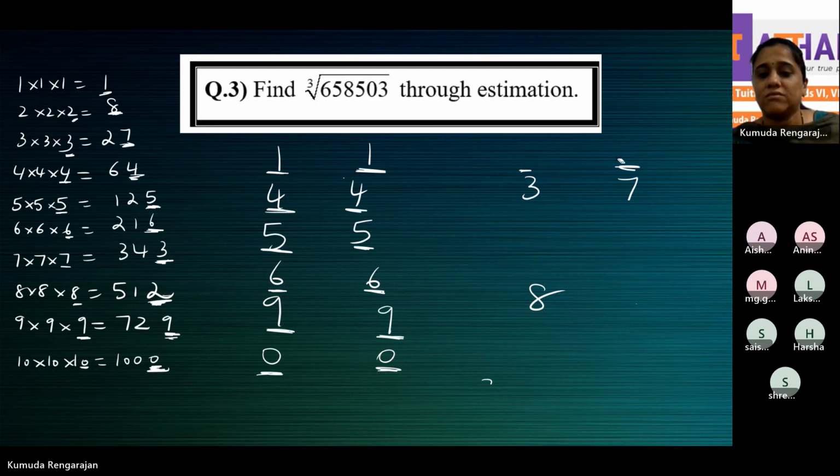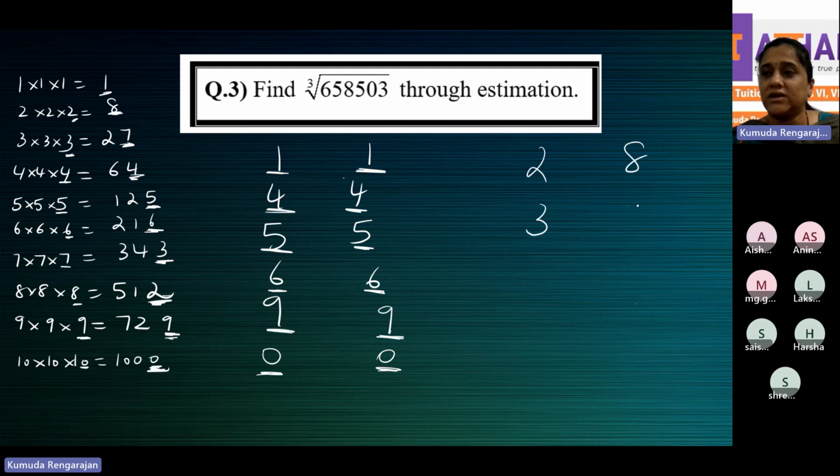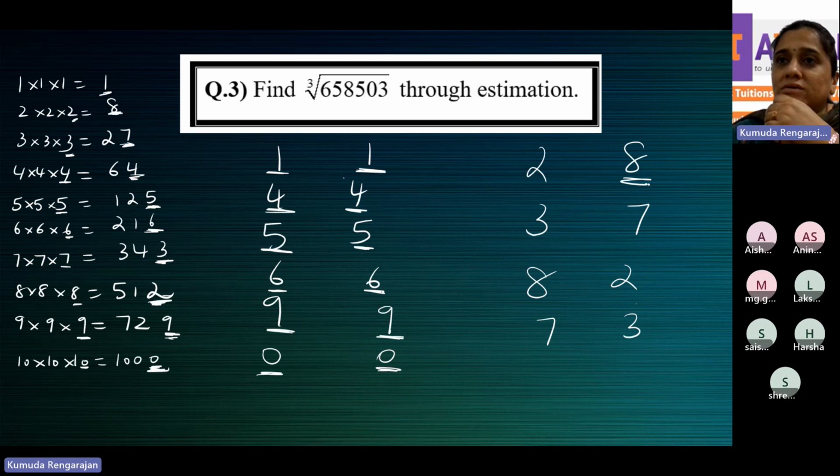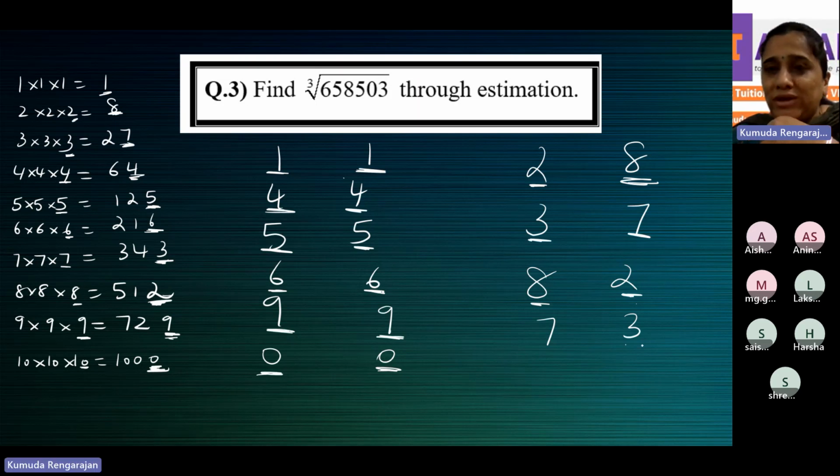See here. 2, 3. Then it will be 8 and 7, correct? Then write it the other way. 8, 2, 7, 3. Correct? So now, if the cube number ends with 8, its cube root will end with 2. If a cube number ends with 7, its cube root will end with 3. If a cube number ends with 2, its cube root will end with 8. If a cube number ends with 3, then its cube root will end with the digit 7.